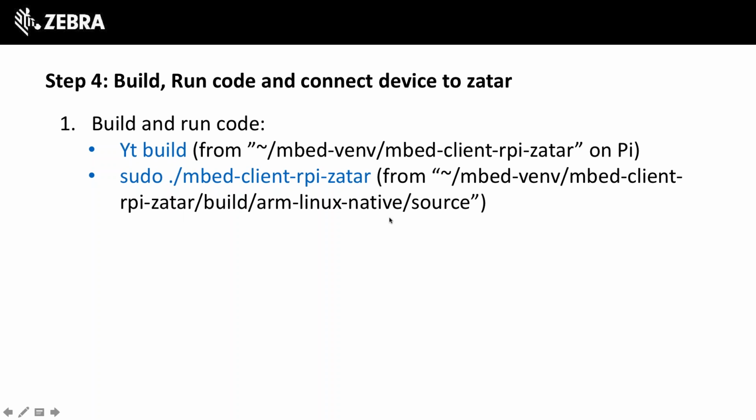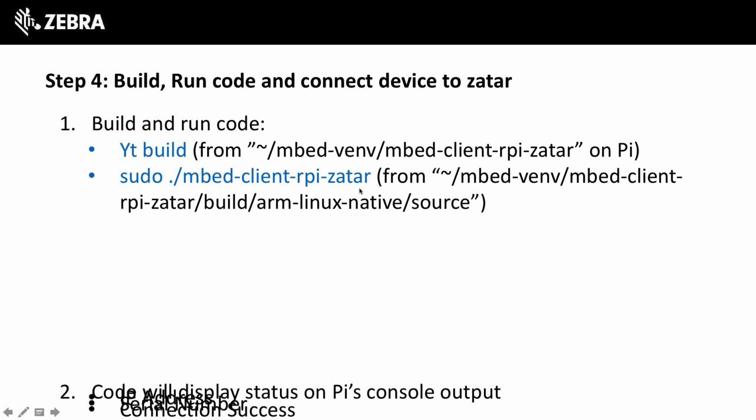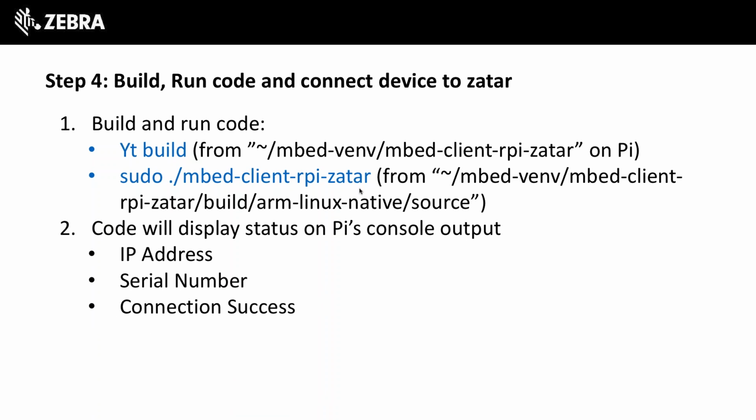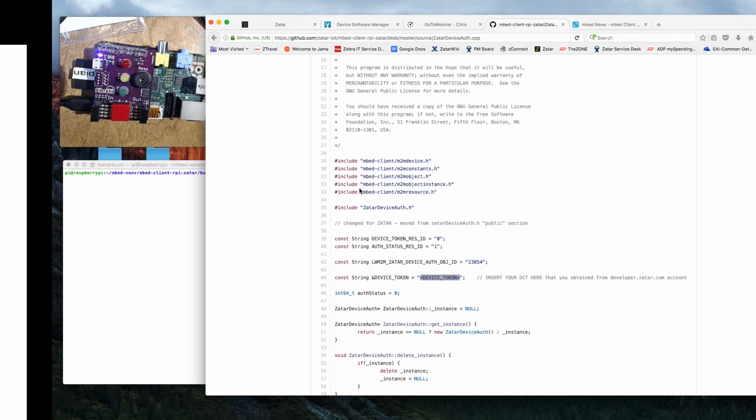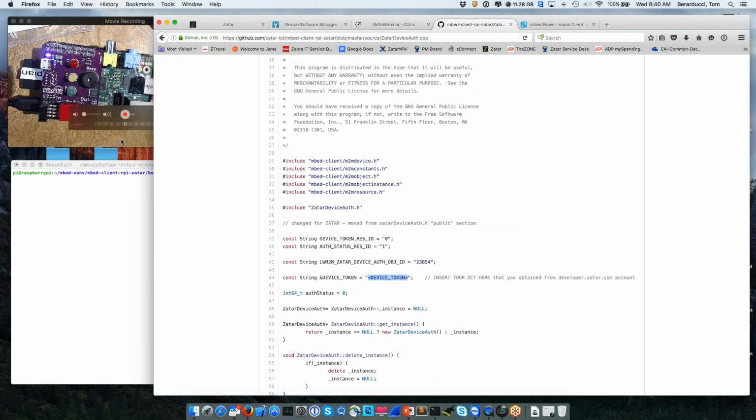After you've done that, it will put the executable in the source directory, and then you run it. You have to be in super user mode, and you just run the executable. Once you do that, the Raspberry Pi will display some status on its console. It will show you that it's running. Here's the IP address, here's my unique serial number, and whether or not I succeeded. If it says it succeeded, then you take that serial number and you claim your Pi on Zatar. I'm going to show you that now. Hopefully it will work live.